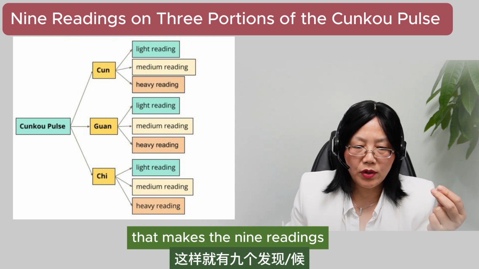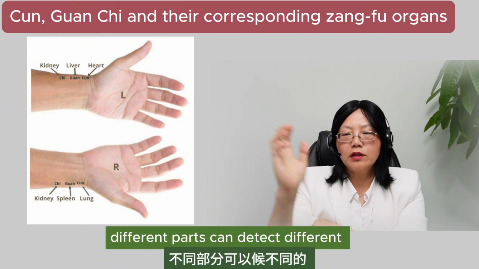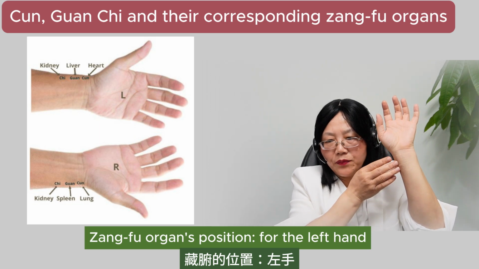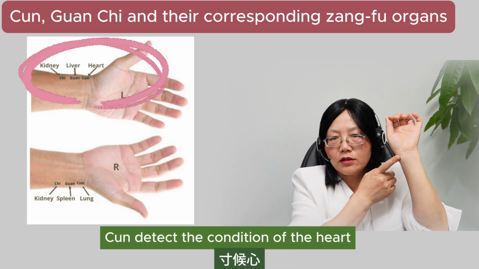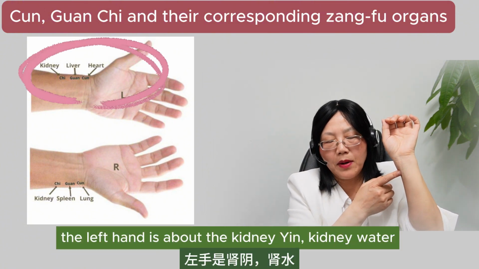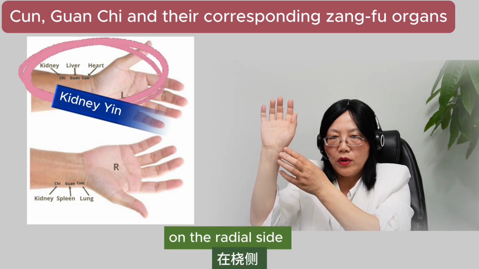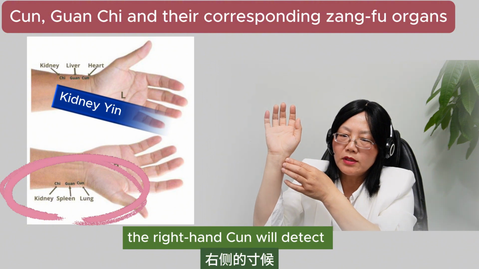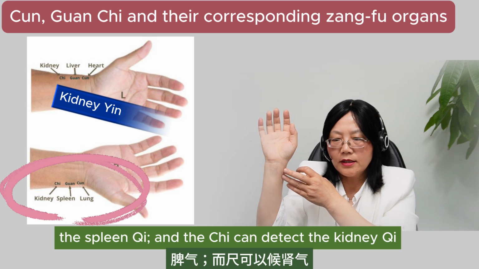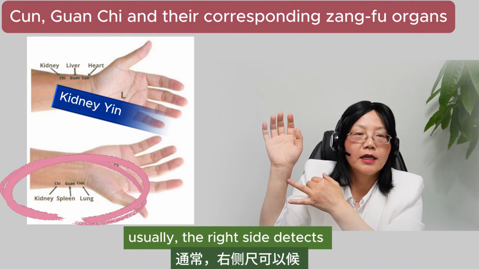That makes 9 readings. According to the Mai Jing Pulse Classic, the 2 hands, different parts can detect different zang-fu organs. For the left hand, cun detects the condition of the heart, and then liver, and then kidney. Usually, the left hand is about the kidney yin, kidney water. And the right hand, on the radial side, the right hand cun will detect the lung qi. Guan detects the spleen qi, and the chi can detect the kidney qi. Usually, the right side detects the kidney yang.